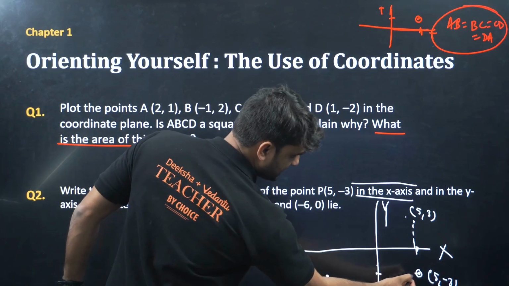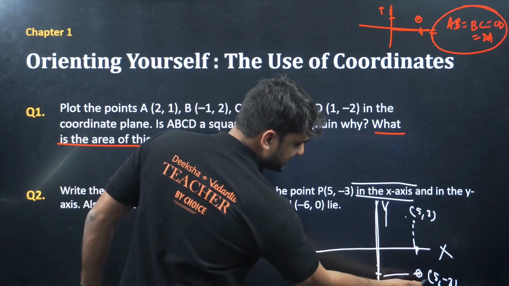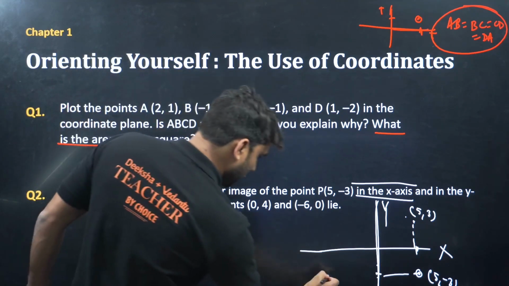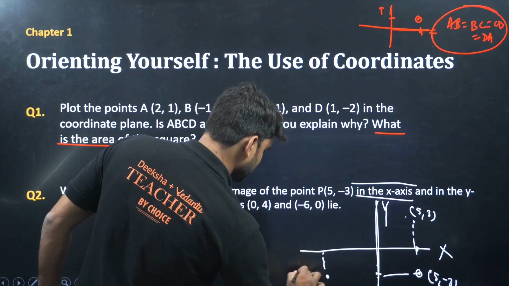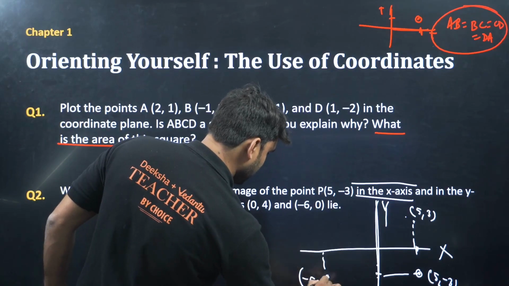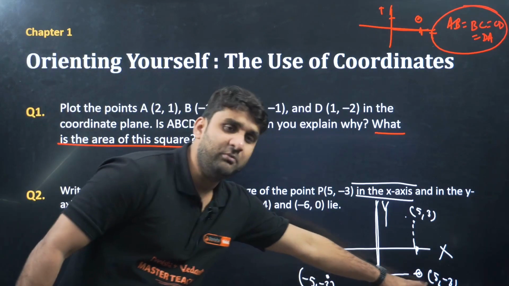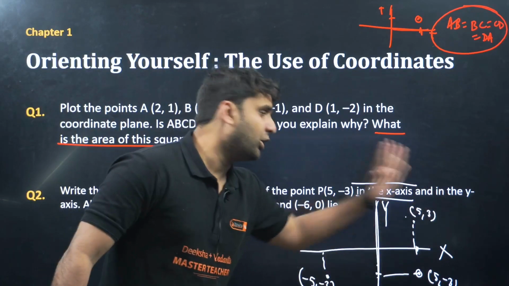The x distance, if you imagine there is a plane mirror, is 5. So here the distance of x will be 5. The coordinate will be, and here y is -3, so the coordinate will be -5 comma -3. This will be the mirror image of the given point along the y-axis. This will be the mirror image of the given point along the x-axis.